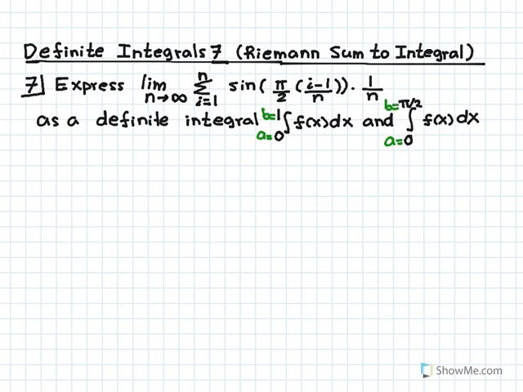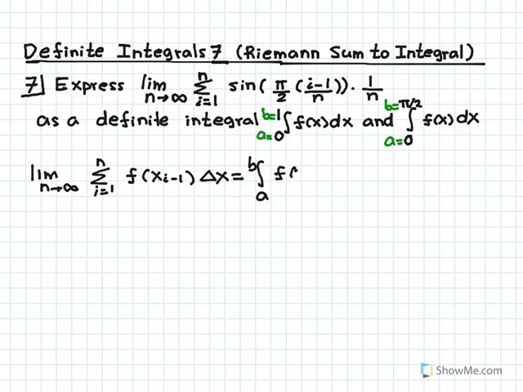Recall the definition of a left-hand Riemann sum. Limit n goes to infinity, i goes from 1 to n, f of x_{i-1} delta x, that's equal to the integral a to b, f of x dx. So that's the definition of the left-hand Riemann sum.